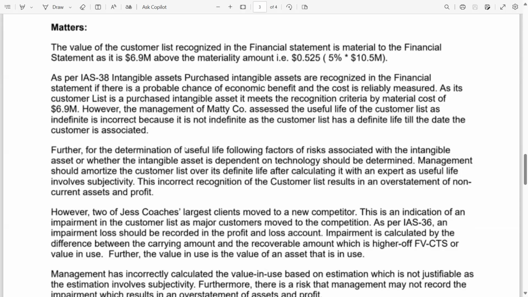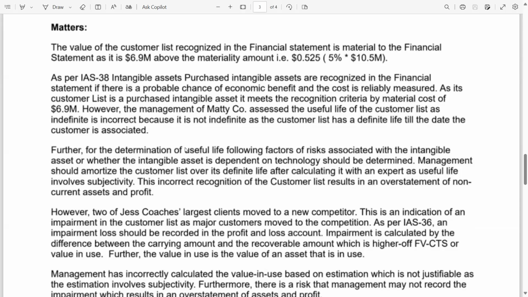As its customer list is a purchased intangible asset, it meets the recognition criteria by material cost of $6.9 million. However, the management of Matty Company assessing the useful life of the customer list as indefinite is incorrect because it is not indefinite, as the customer list has a definite life till the date the customer is associated. If the customer is disassociated, then of course you can't use their list. You can't use their number, their contact, their emails, anything. They may sue you.